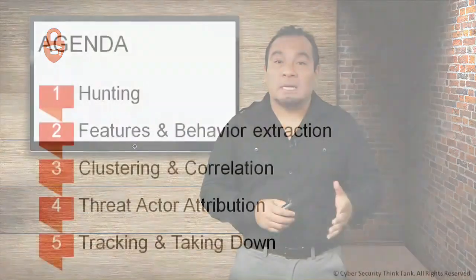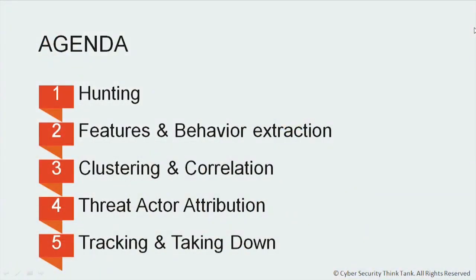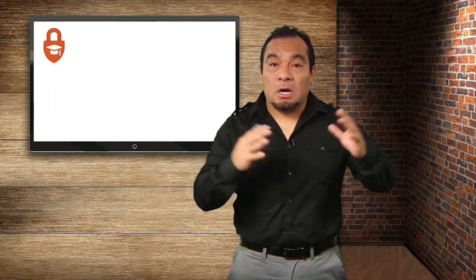Okay, so this is the agenda. We're going to be talking about the different phases, as I said. The first phase is hunting. Don't worry about that so far, I'm going to be talking in detail. Then the second phase is features extraction, behavior extraction, clustering and correlation, threat actor attribution, which is basically deciding who is behind the whole operation, tracking and taking down, okay? So let's talk about the different phases.